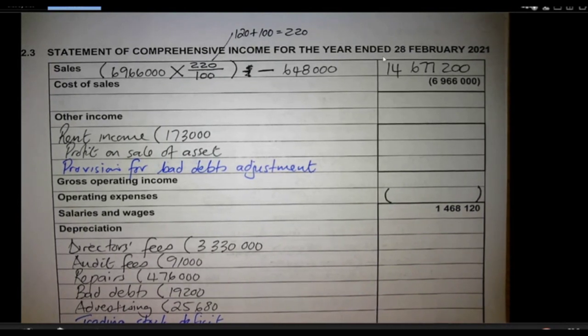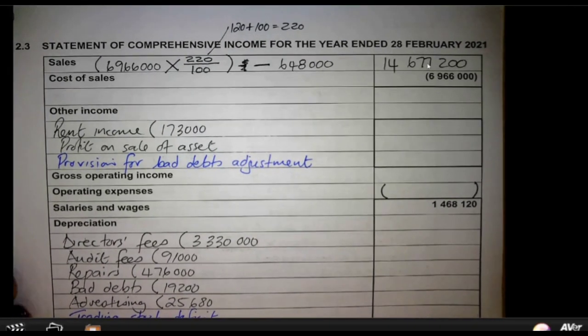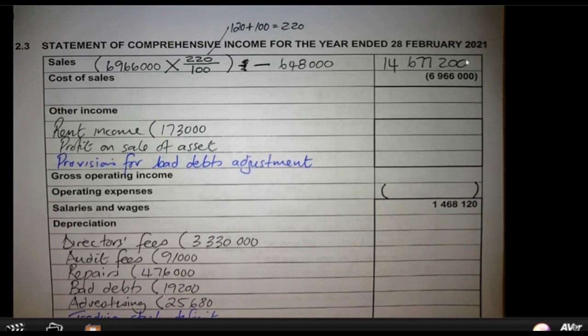Okay, so there we go. There I showed you that important concept. See how you actually get to that answer. You times it by 220. What you want is higher than the 100. That, remember, is always 100%. Your cost of sales is always 100%. And then your sales is your markup plus 100. So that amount must actually be more than your cost of sales.